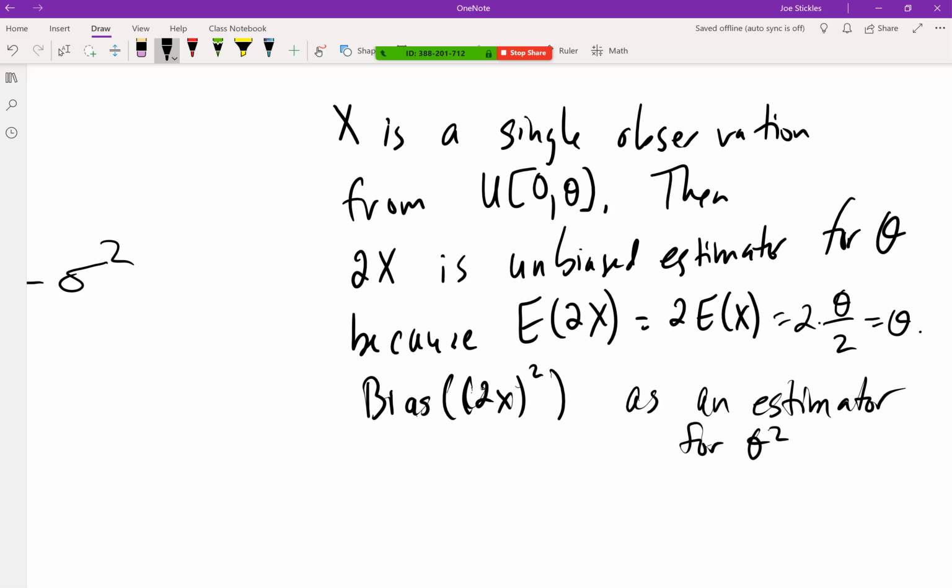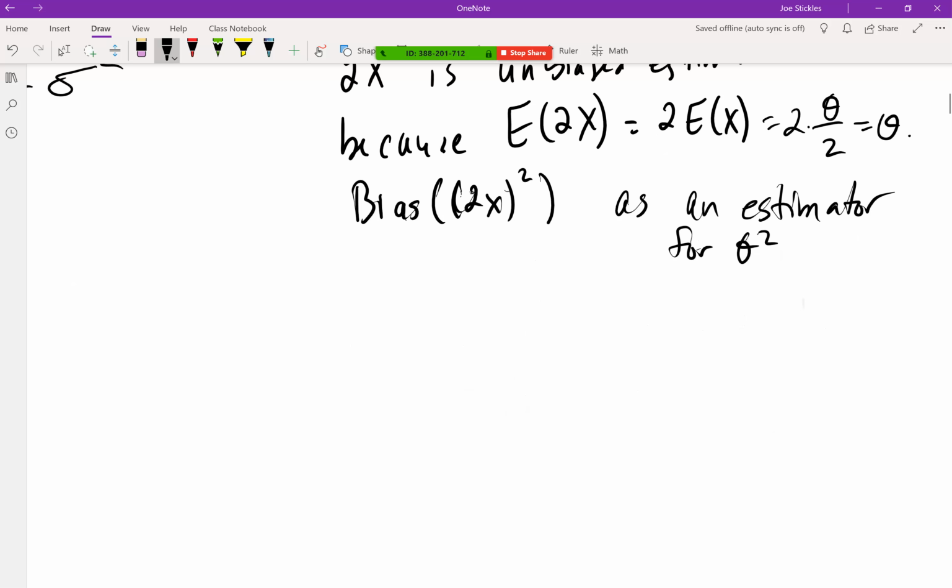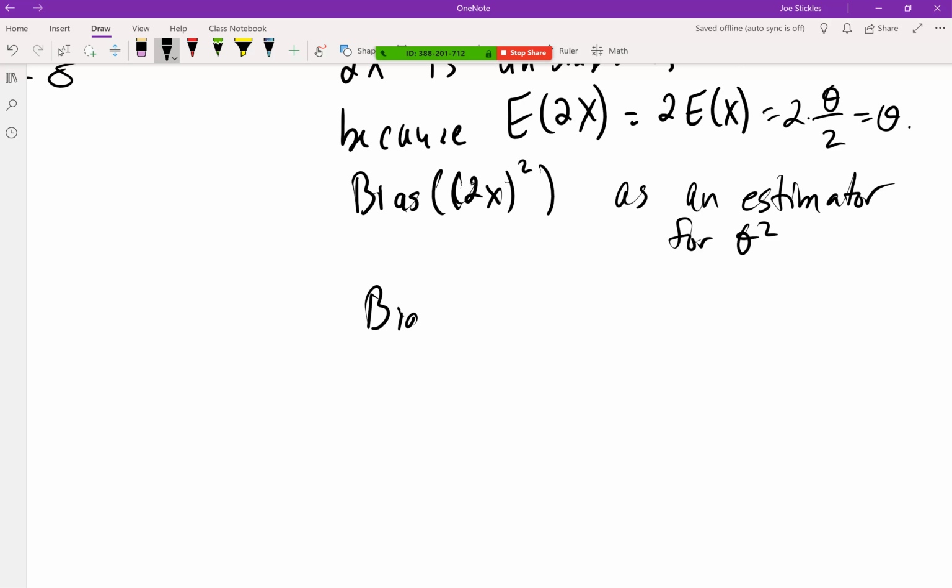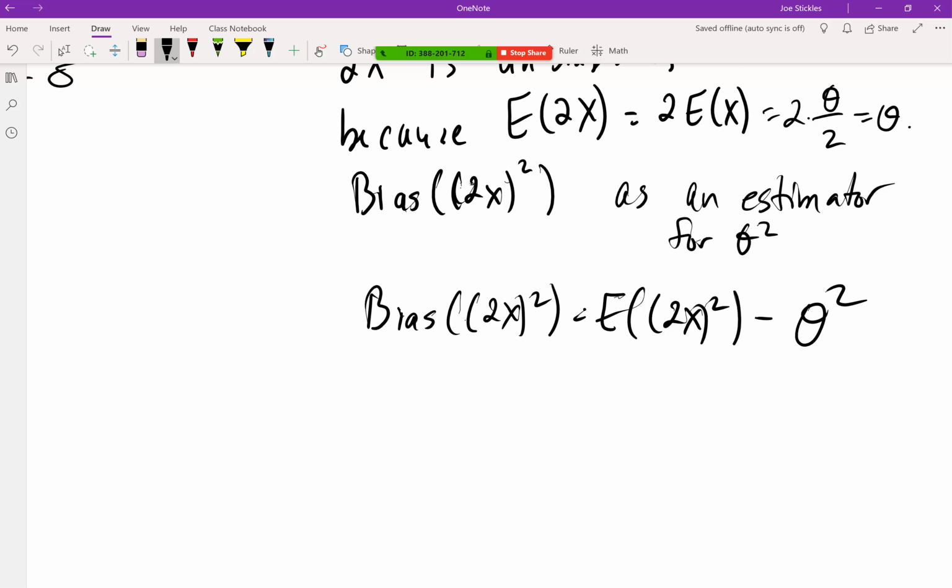So remember again that the bias in an estimator is the expected value of that estimator minus what you're trying to estimate. So in this case, we're trying to estimate theta squared. So we want to know what the difference is between that theta squared and the expected value of what we're trying to use to estimate it.